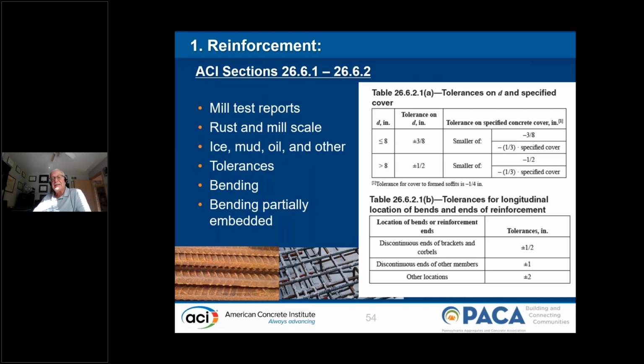The reinforcement has to have the proper mill test reports. It needs to be free of excess rust and mill scale. When we say excess, that means that anything that can be scraped off with a wire brush is considered excessive, but the rebar can appear rusted on the job site and is still acceptable as long as it doesn't have excessive rust. It cannot have ice, mud, oil, or other deleterious materials on it. And then the bending has to be done properly. No heating of the rebar to bend it. It has to all be bent cold.